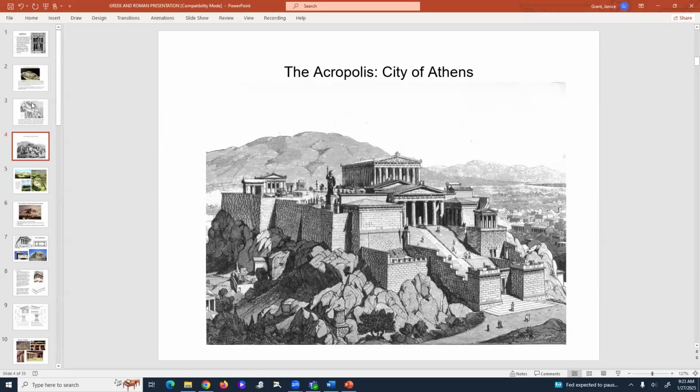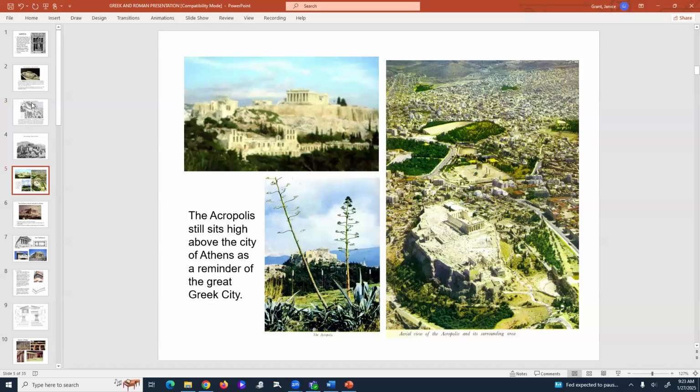Here it is. I thought this was a really great picture because you can see those columns in the front, and then you can see the Parthenon in the back that we're going to be taking a look at. This is what it looks like today. Kind of hard to tell, but we have drawings and pictures of it.